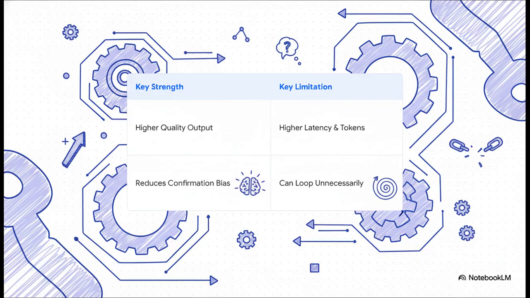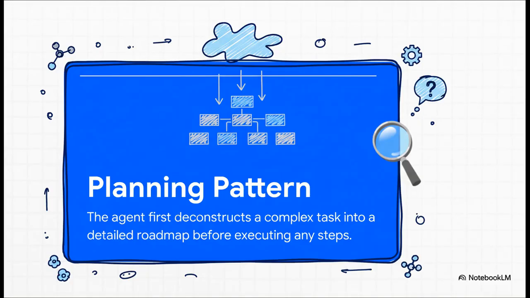Think of the planning pattern as the agent that measures twice and cuts once. Before it does anything, it looks at the entire request and breaks it down into a super detailed step-by-step plan. It maps out the whole journey. Only after that entire roadmap is built does it actually start step one.